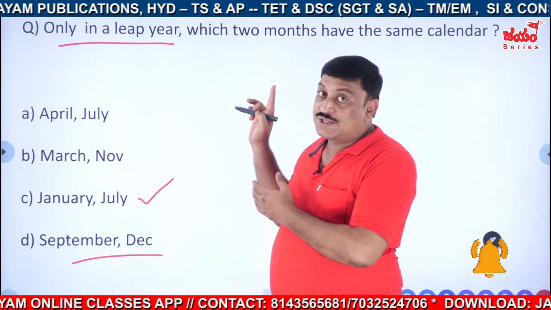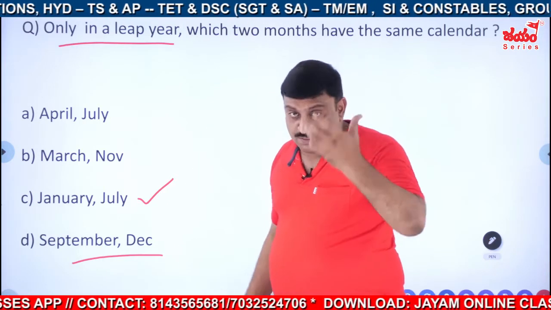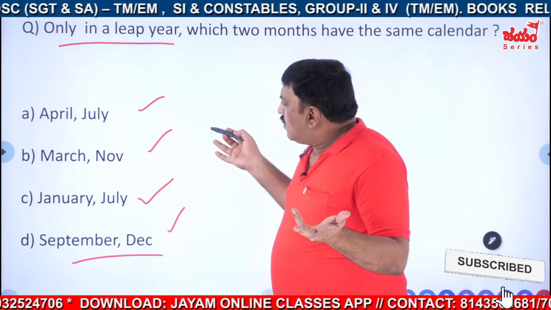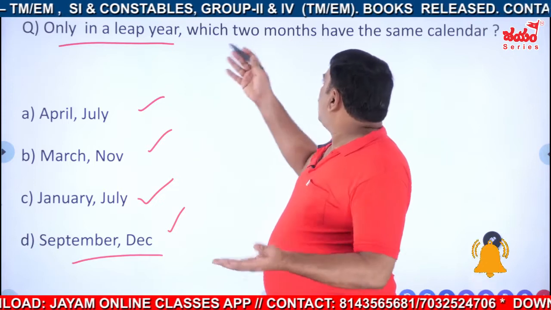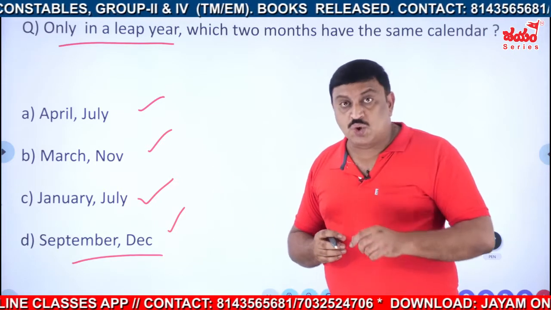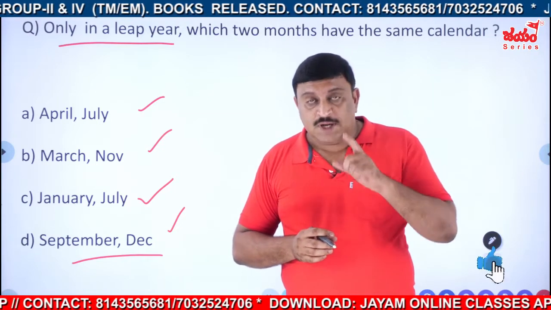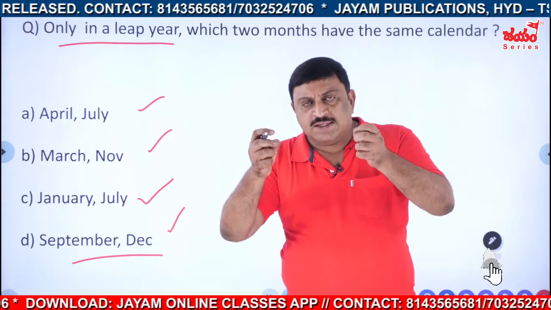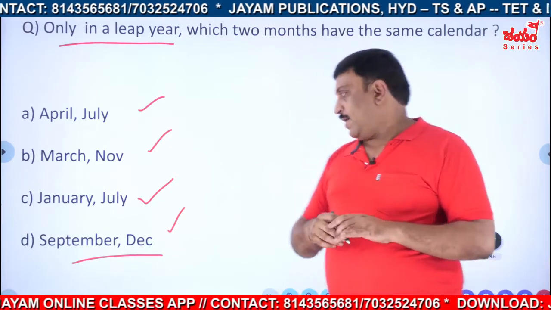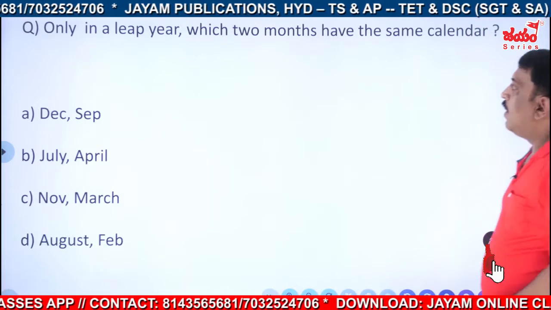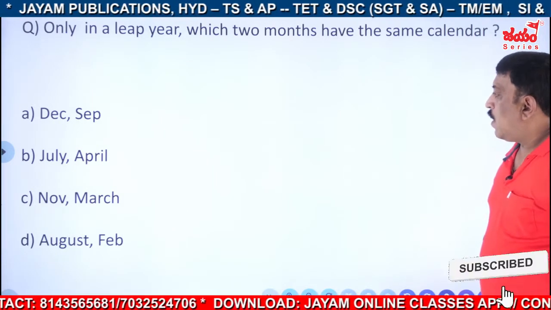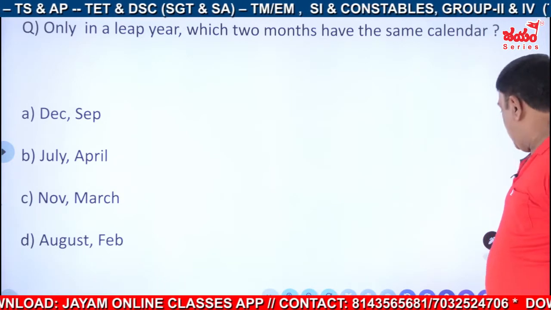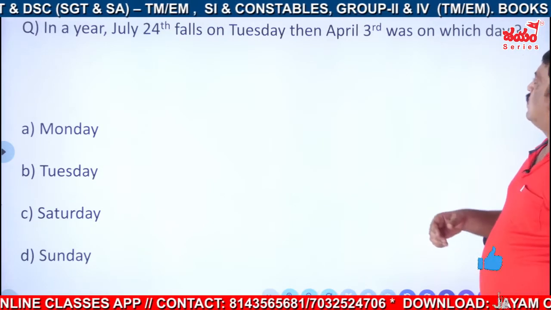See how the question is framed. Once you learn perfectly, you can give the answer for this one. Otherwise, everybody says everything is correct. Without concept, everything is correct. Some question error is there, that says. So you should not be in such a position, right? Once you learn the calendar, it must be given a correct answer on the spot, right? Okay. Coming to the next one. Now, only in a leap year, which 2 months have the same calendar? That is given. Okay, fine. Okay, next one.